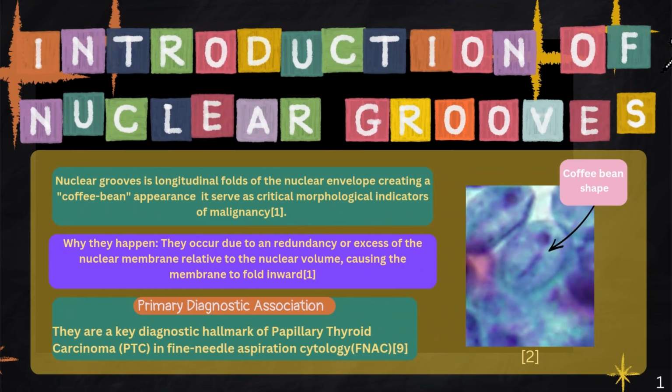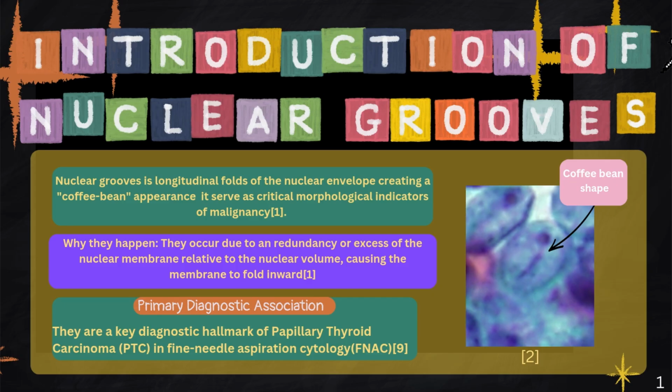Begin with what is nuclear groove. Nuclear groove appears as a sharp, dark, linear line running longitudinally across the long axis of the nucleus. This line is actually an invagination, or an inward folding, of the nuclear membrane.